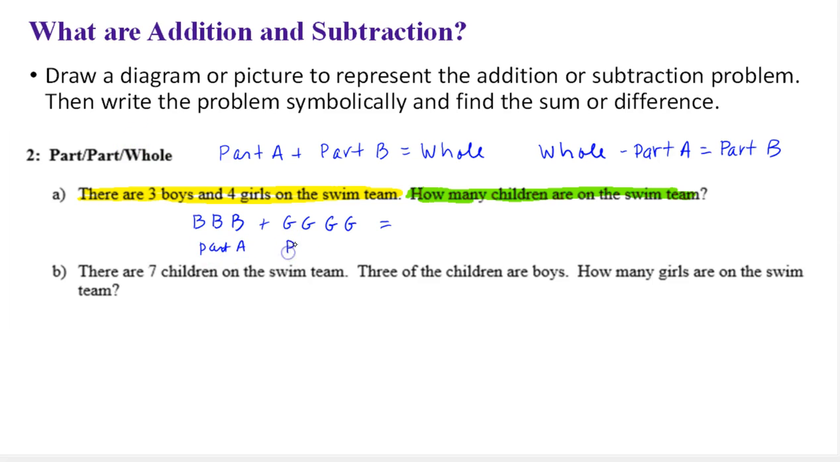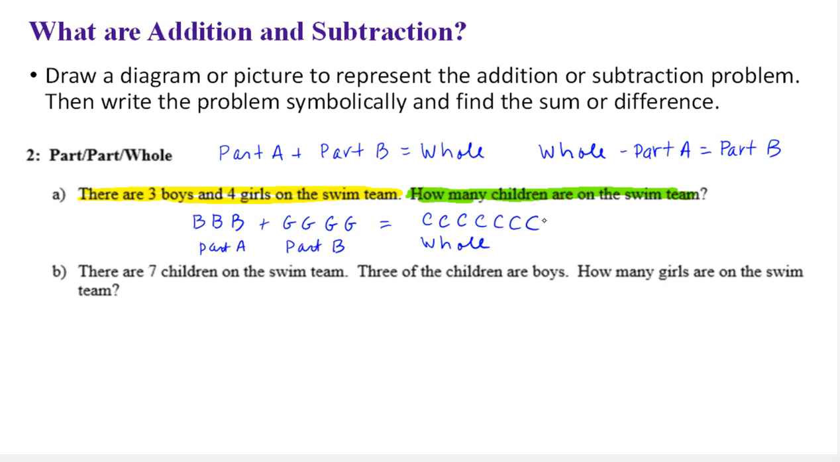It never really matters whether you call them part A or part B. I just want to be able to distinguish them from each other. And when you put them together, you have the whole. And notice we don't say boys or girls now, we're just going to say children. So I'm going to use 1, 2, 3, 4, 5, 6, 7 children.